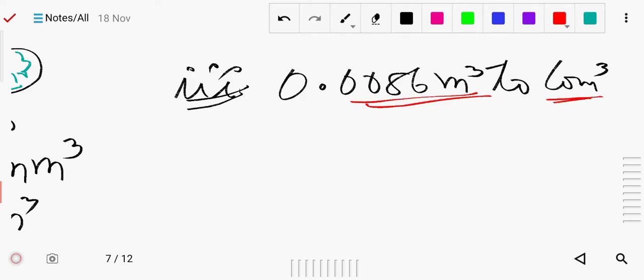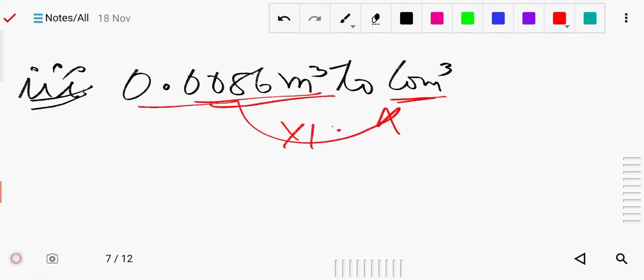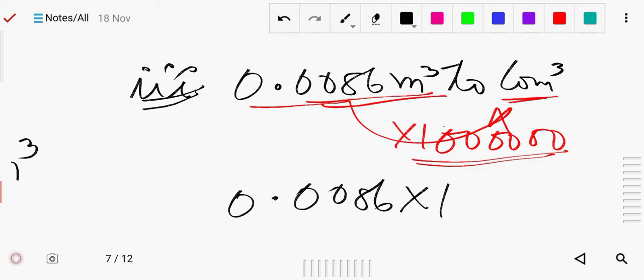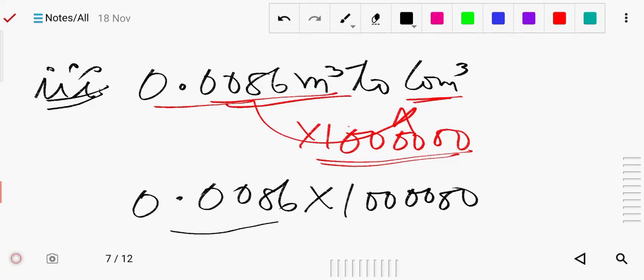100 into 100 into 100, so in the 1 there will be 6 zeros, and this will be multiplied with this. Meter to centimeter, so 100 again 100 again 100, multiply by this much quantity. Now multiply 0.0086 by 1 followed by 6 zeros. Now we can remove the decimal: 4 zeros from here cancel. And this is your centimeter cube.